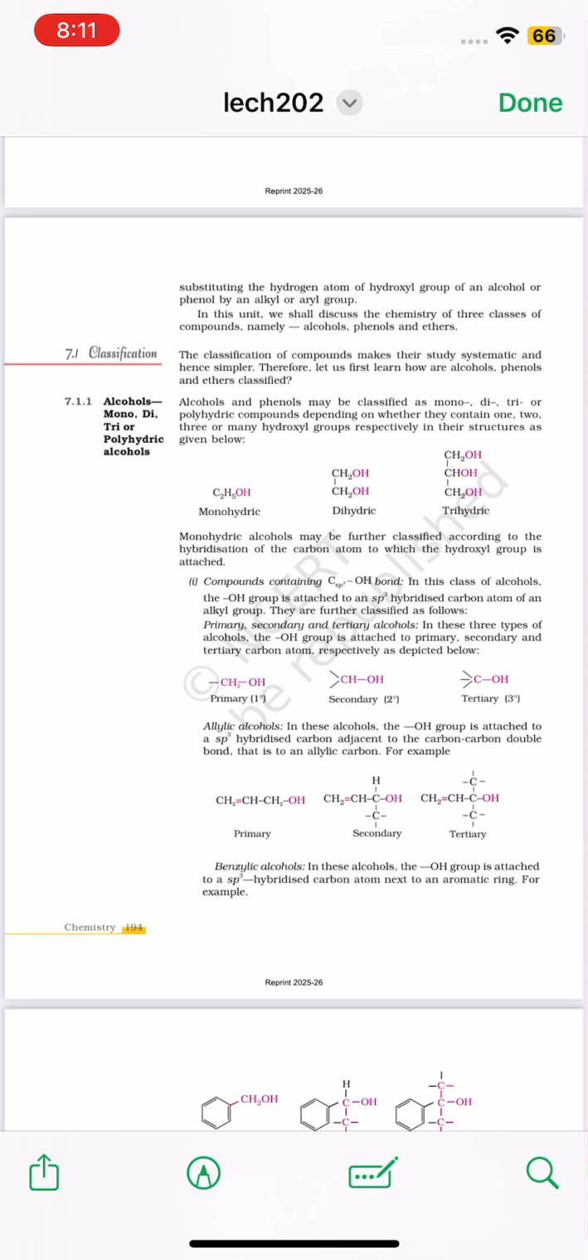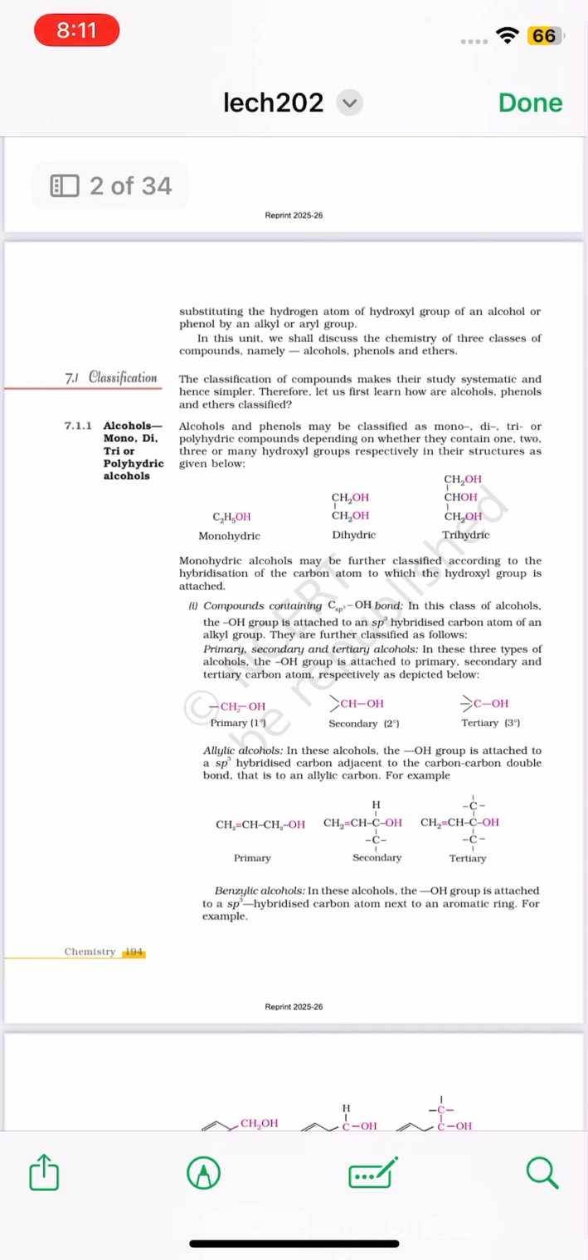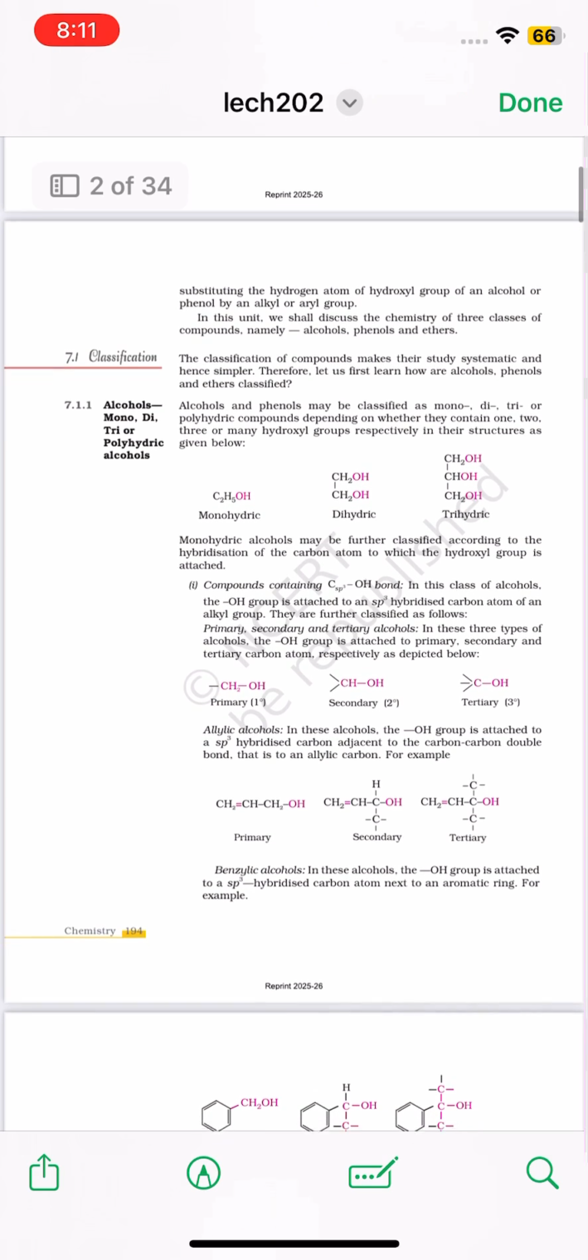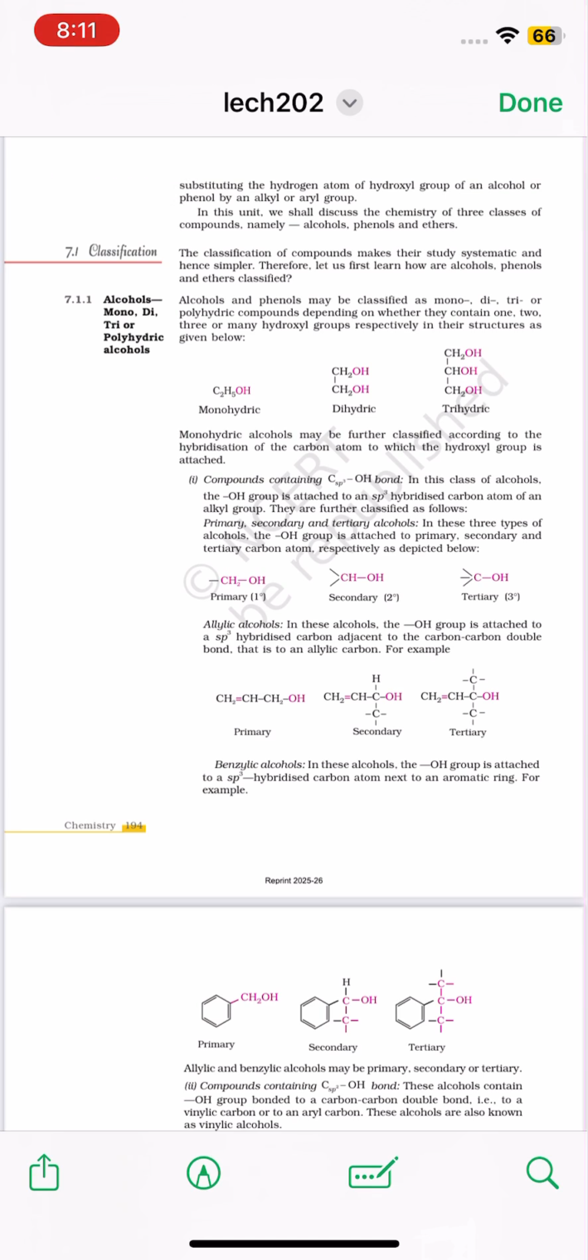In this unit, we shall discuss the chemistry of three classes of compounds, namely alcohols, phenols, and ethers. The classification of compounds makes this study systematic and hence simpler. Therefore, let us first learn how alcohols, phenols, and ethers are classified. Alcohols: mono, di, tri, or polyhydroxy alcohols. Alcohols and phenols may be classified as mono, di, tri, or polyhydric compounds depending on whether they contain 1, 2, 3, or many hydroxyl groups respectively in their structures, as given below.